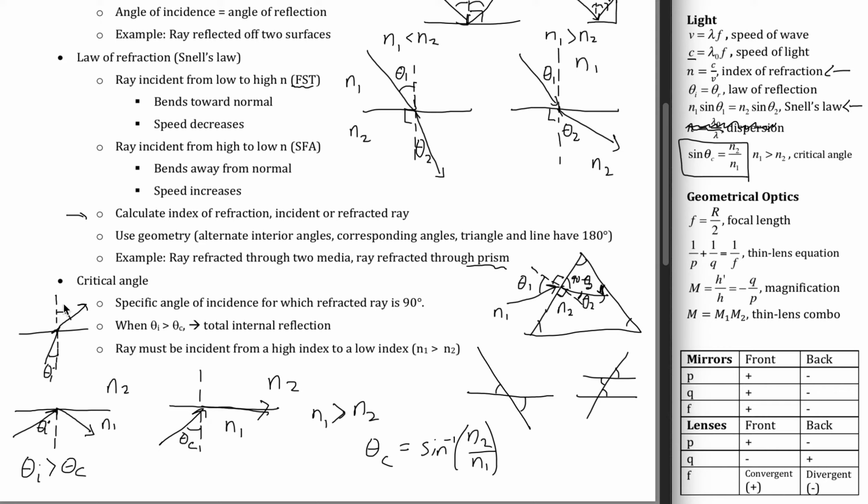Now, technically, all rays, part of them are reflected and part of them are refracted. But if the question says, what is the angle of refraction, but the angle of incidence is greater than the critical angle, then you would say there is no angle of refraction because total internal reflection occurs. So that's why you have to check this first before you can go ahead and calculate that angle of refraction.